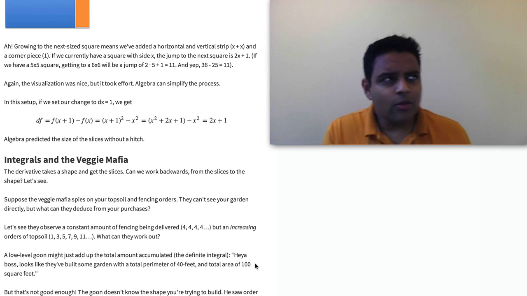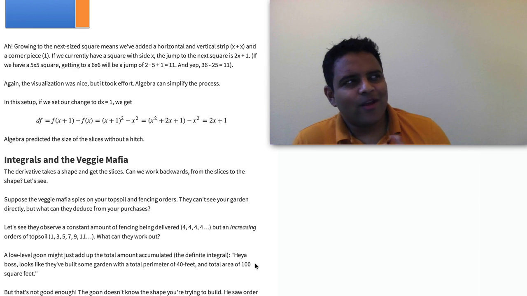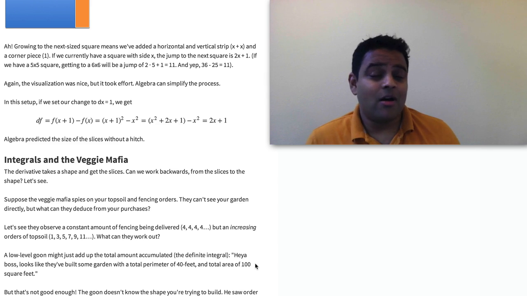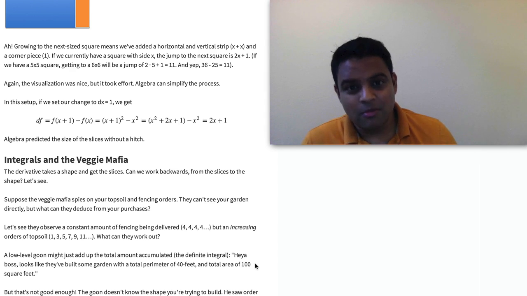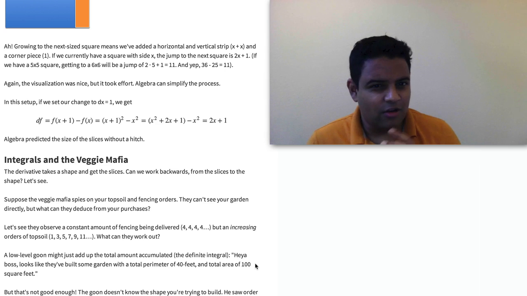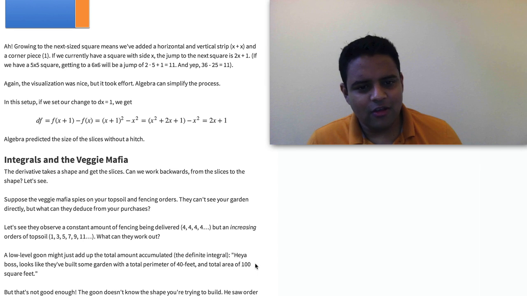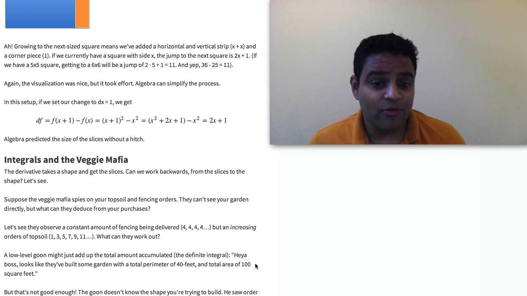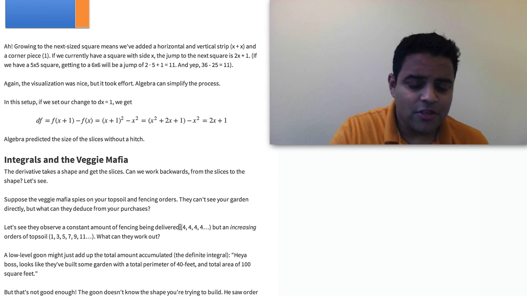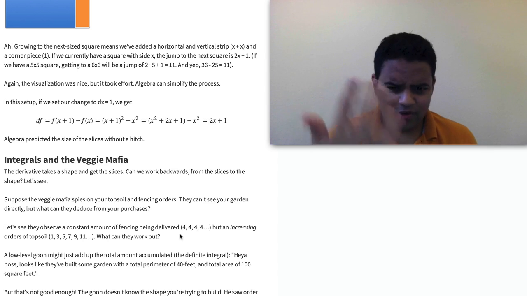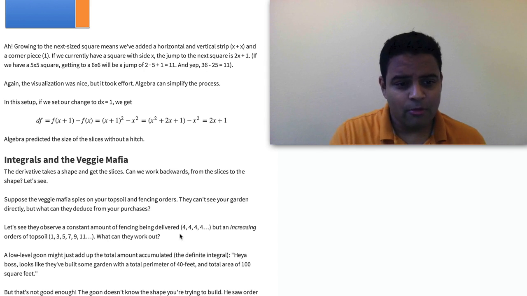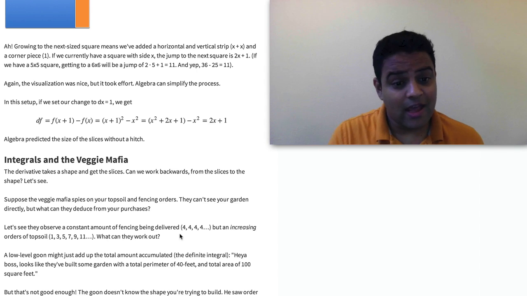Now let's try to work backwards a little bit. One analogy I like is that you have your garden, but there's the local veggie mob. They don't like competition in the cucumber business. So they're scoping out your garden and trying to get a handle on what you're trying to do. They can't see your garden directly, but they can see the changes that you're making. They know that you're ordering fencing, and they know that you're ordering topsoil. Let's say every day you get 4 more feet of fencing delivered. And every day you also get more topsoil, following the pattern 1, 3, 5, 7, 9, 11.